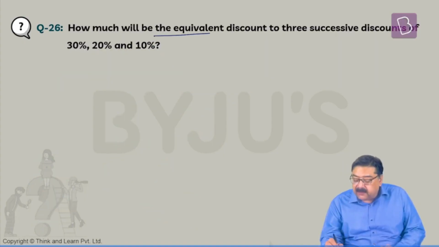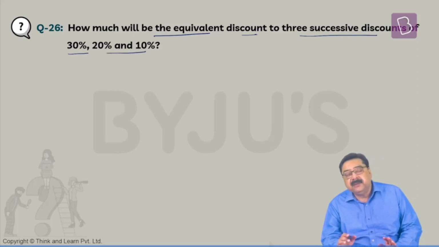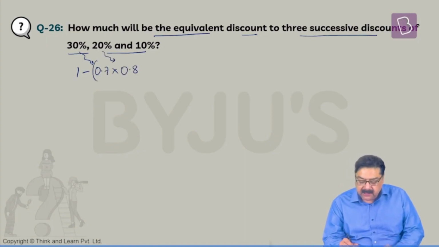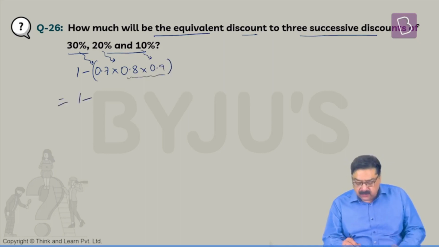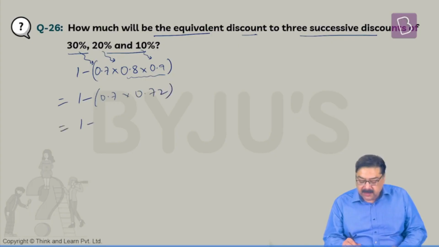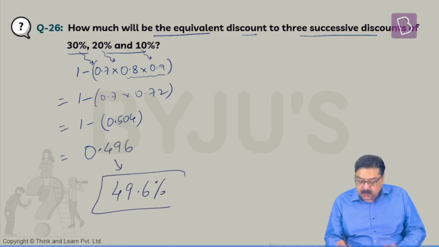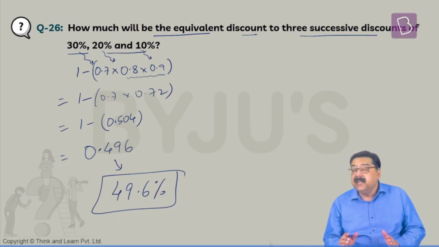Now how much will be the equivalent discount to three successive discounts of 30%, 20% and 10%? So this is 1 minus, let us do it directly here, 0.7 into 1 minus 0.2 shall be 0.8 into 1 minus 0.1 should be 0.9. 0.8 into 0.9 we already know is 0.72. So 7 2s are 14, 7 7s are 49 plus 1 is 50, so 0.504. So this should work out to be 0.496, which means 49.6% is the equivalent discount.